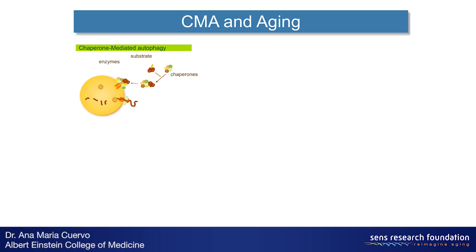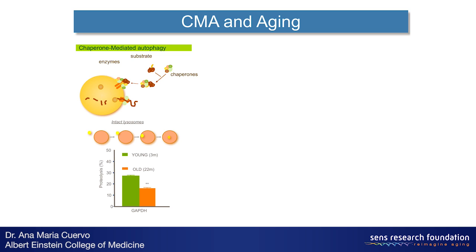For example, if you isolate lysosomes from young and old animals and try to recapitulate the translocation of proteins across their membrane, as you can see in the graphs, in the case of the old animals, shown here in orange, there is a marked reduction in the ability of these lysosomes to internalize these proteins.